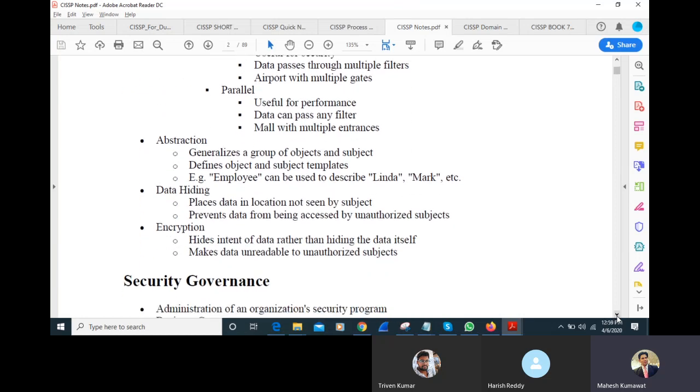So abstraction is to generalize a group of objects and subjects, and define object and subject templates. So we can use different templates of the same sort of thing. If you have worked in the Office 365 environment, you can use the Office 365 templates, bulk user creation. Example: employee can be used to describe in the marks.